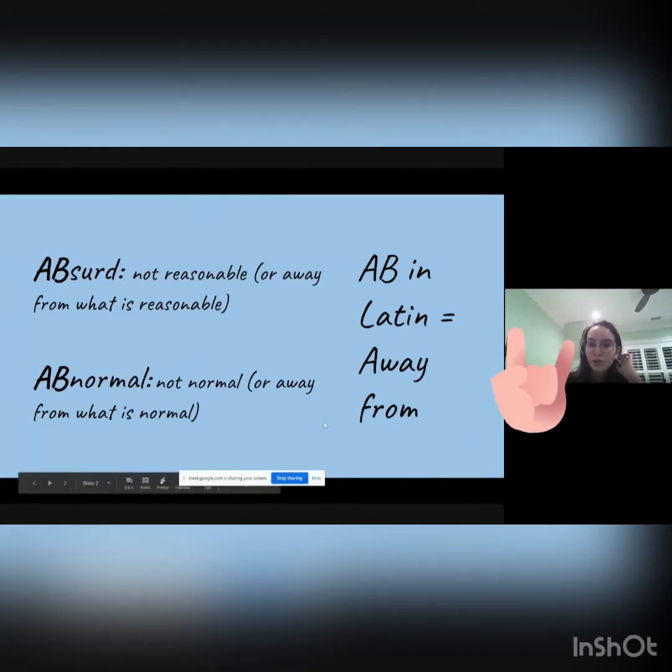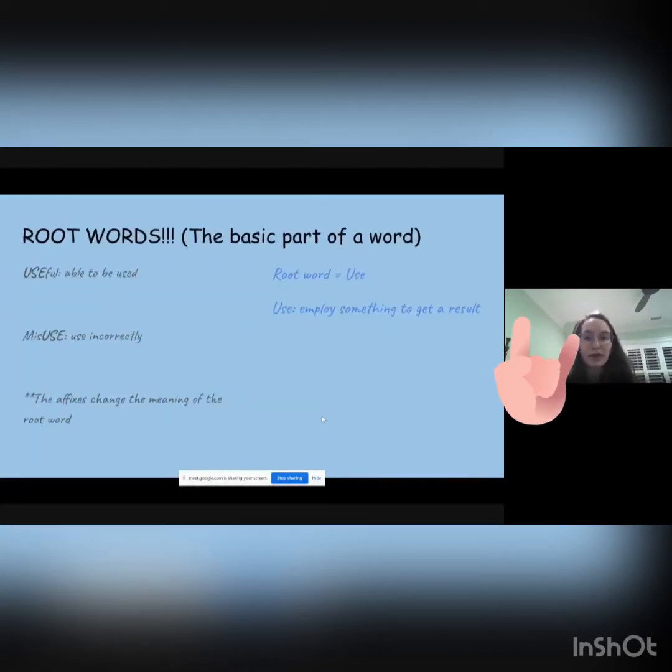So that's just an example to get you thinking, but I want to talk first about root words. Root words are the basic part of a word. They are the basic meaning of the word. One example of a root word is use. Use means to employ something to get a result. Some words that have the root word use are useful, which means able to be used, and misuse, which means use incorrectly. As you can see, they both have meanings similar to the word use, which means to employ something to get a result. They both come from the word use, but then we add affixes to change the meaning of the root word.